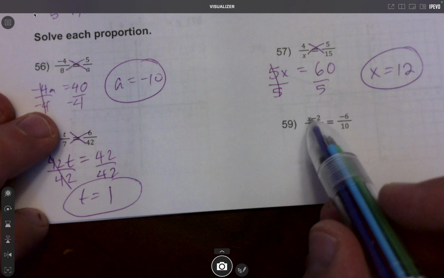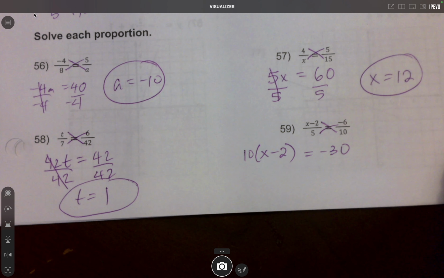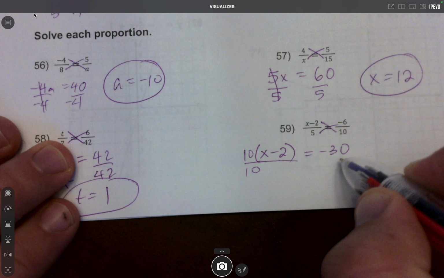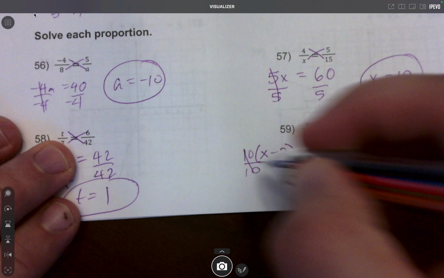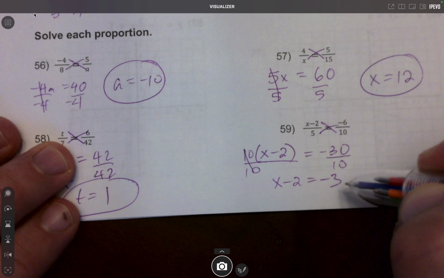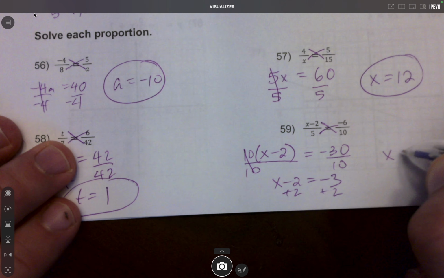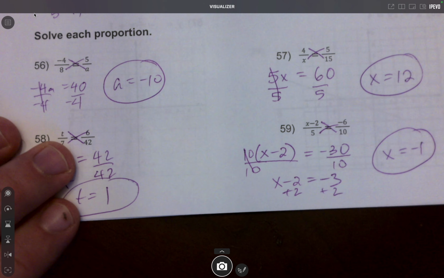The negative 6 times 5 is negative 30. You can certainly distribute if you want to. There's nothing at all wrong with that. But it is quicker, I think, to just divide both sides by 10, giving us x minus 2 equals negative 3, because a negative divided by a positive is a negative. And we add 2 to both sides, and we get x equals negative 1.